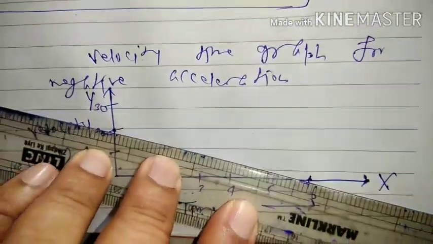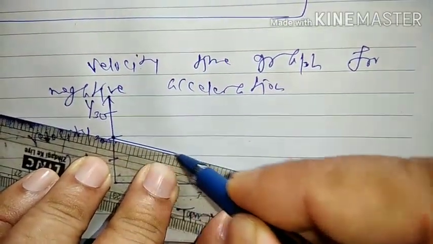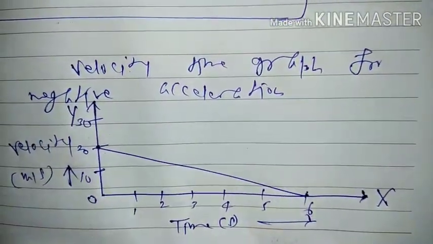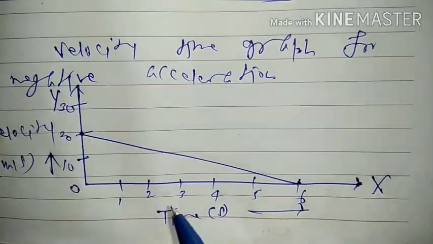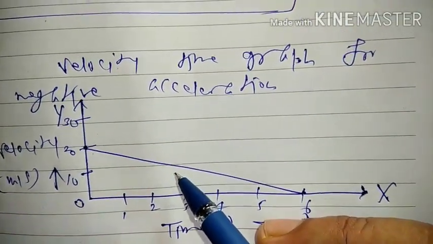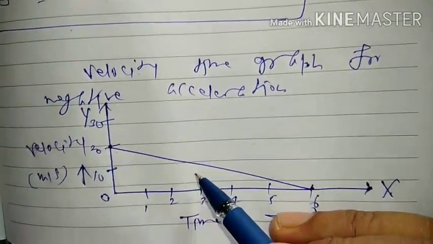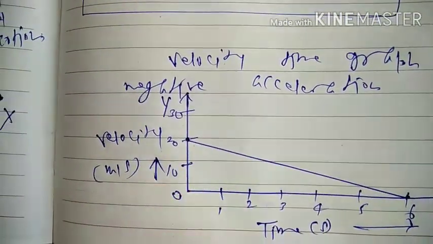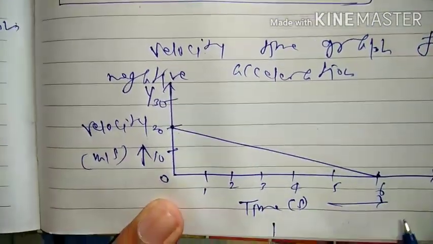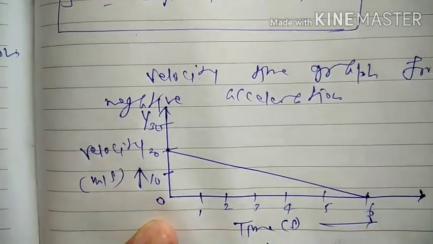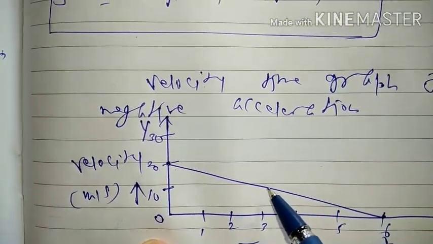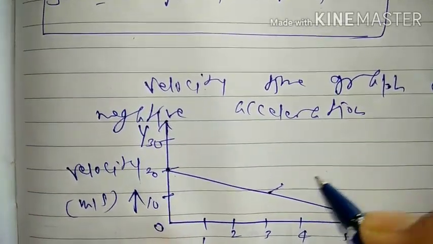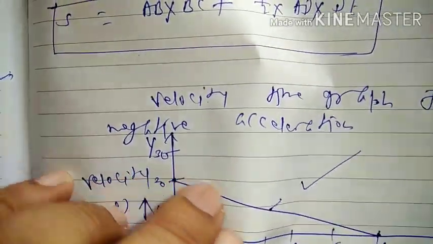Then what do we see? We see once again we have a straight line. But this is a velocity time graph. This is also a velocity time graph for uniformly accelerated motion. But here acceleration is negative. So here acceleration is negative. This is the best example of negative acceleration. This is also a velocity time graph for negative acceleration.